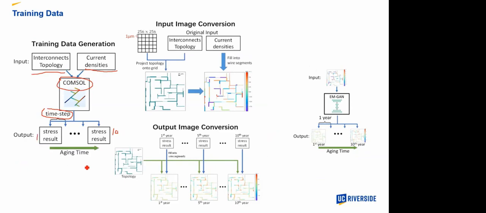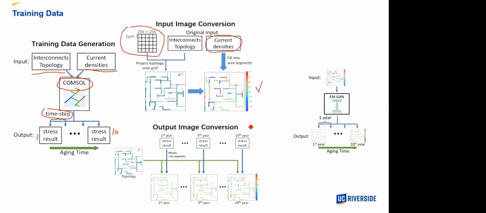The problem here is that both input and output data are still saved in numerical formats. To leverage the EM-GAN model, we have to convert both of them into images. To transform the input data into an image, we first project the interconnect topology onto a grid, which has a resolution of 1 micron. After that, the current densities are filled into the wire segments so that the final input image is a heat map of current densities.